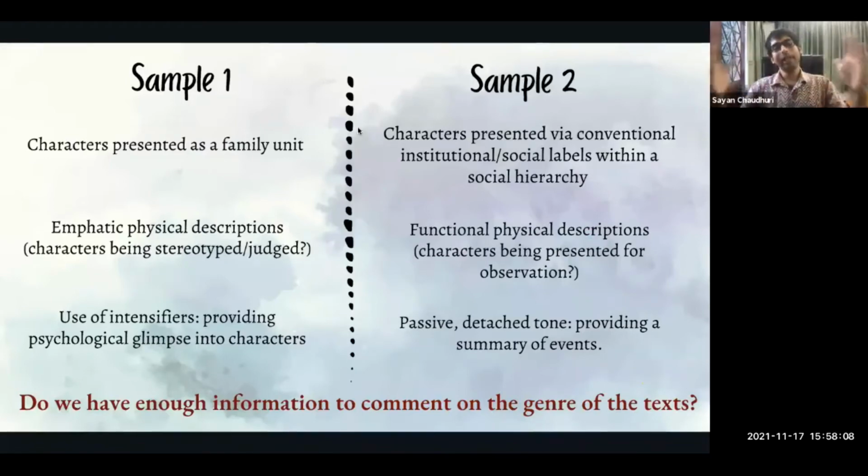Now, just by contrasting, my question to you is, can we start commenting now on the genre of the texts? By genre, I mean how would you now classify these paragraphs? Are they satires? Are they romances? Are they different for sample one and sample two? Are they detective? Are they journalistic? What are they? So from this information, what do you think you would speculate?